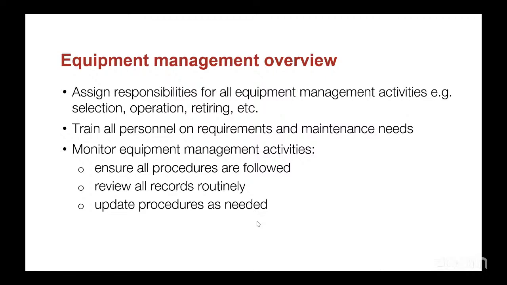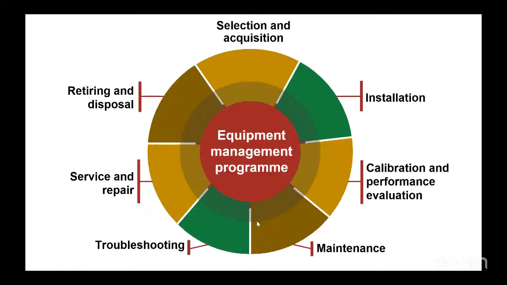So monitor equipment management activities, ensure all procedures are well followed, review the record routinely, and update the procedure as such when it is needed. Now, when we talk about the equipment management program, there are a lot of components. They include installation of the equipment, calibration and performance evaluation of that equipment. They include maintenance, troubleshooting, service and repair, retiring and disposal, and selection and acquisition.